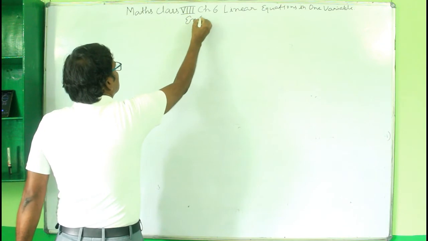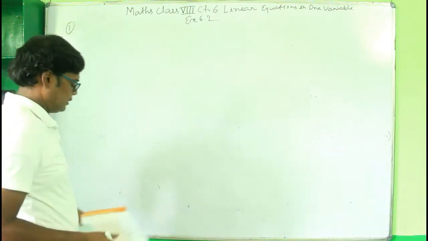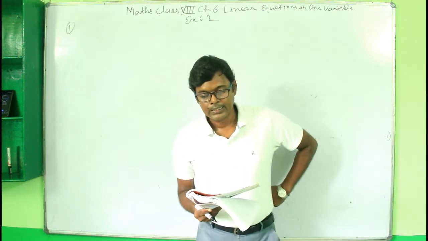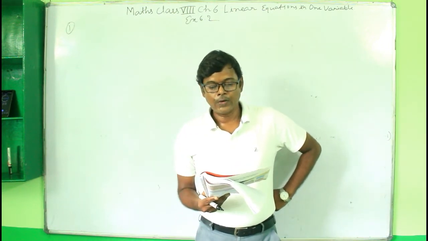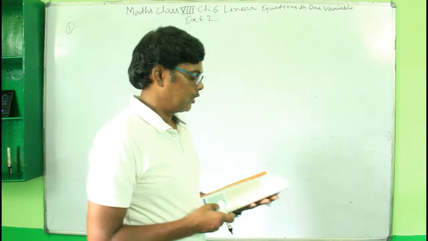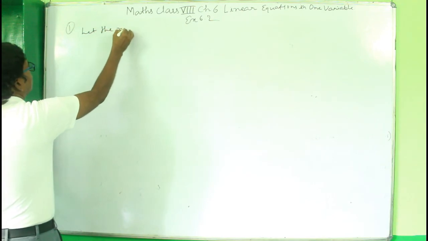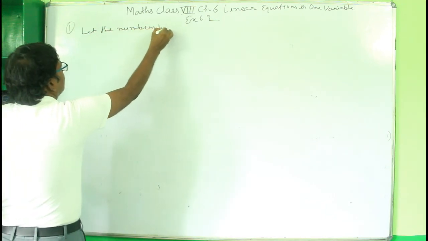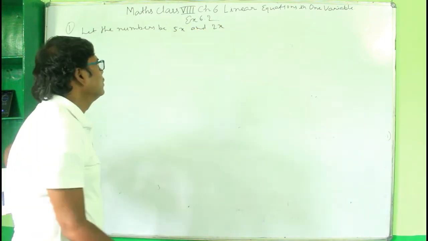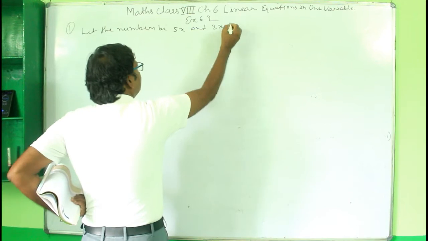Exercise 6.2 word problems. Question number 1. The difference of two numbers is 33. If the two numbers are in the ratio 5:2, then find the numbers. Okay, so let the numbers be 5x and 2x, because we are given the ratio of the numbers. That is why we can suppose the numbers be 5x and 2x, and then we are given the difference of this.